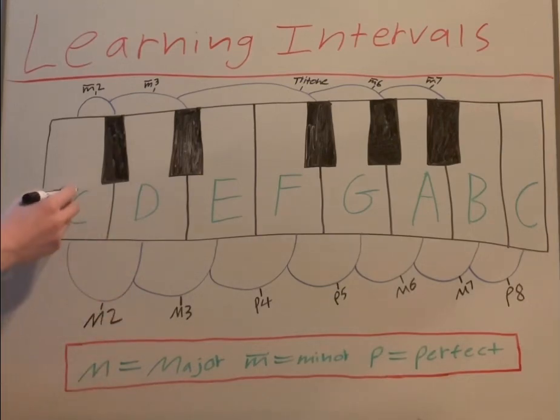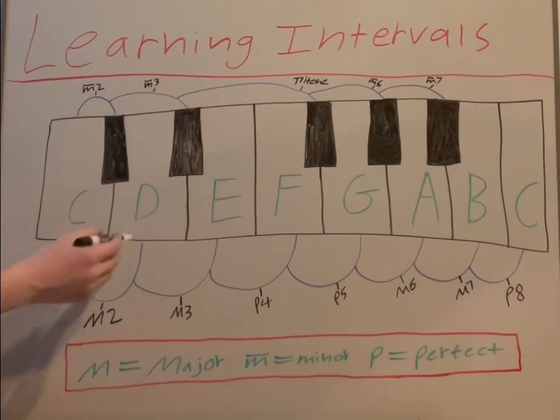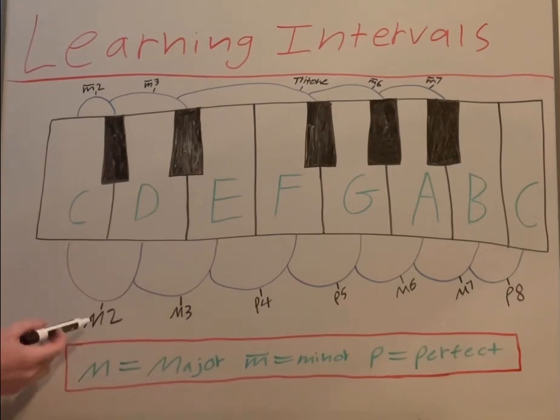So starting from the beginning, from C, up a half step to D flat, we call that interval a minor second. And we use a small m with a line on top to signify minor. Going on from C to D, we call a major second, and we signify that with a capital M. Going from C to E flat, we call a minor third, and from C to E, a major third.